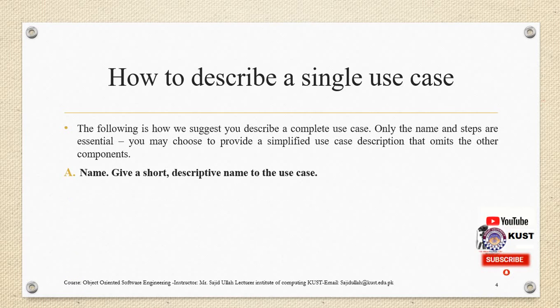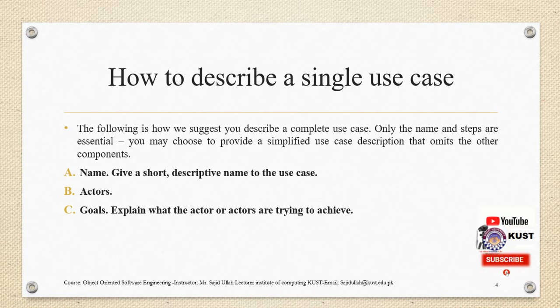First is name. The name should be a short, descriptive name for the use case. This should be a verb phrase describing the action the user will do with the system. It's also useful to include a number as a unique identifier for each use case. Second one is actors. List the actor or actors who can perform this use case. For example, in the library system, both a borrower and a librarian can check out a book.